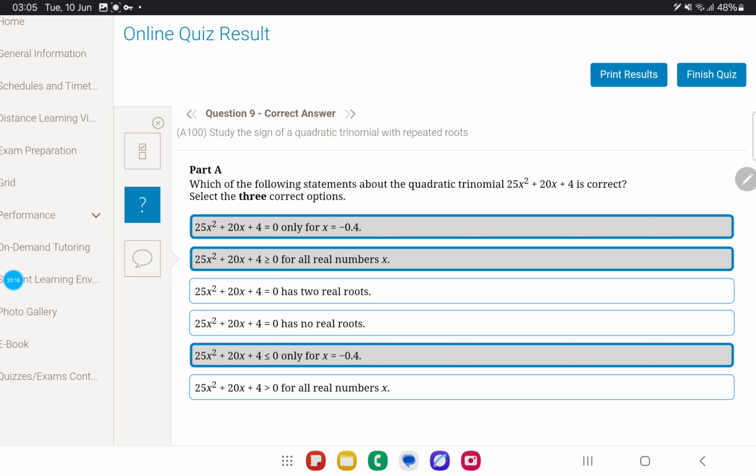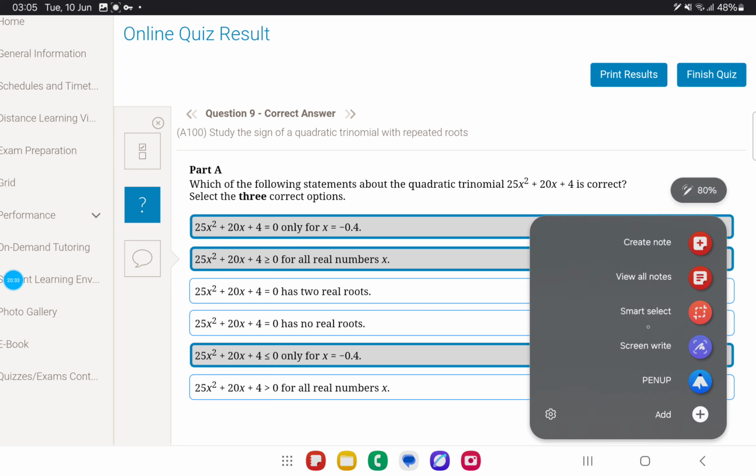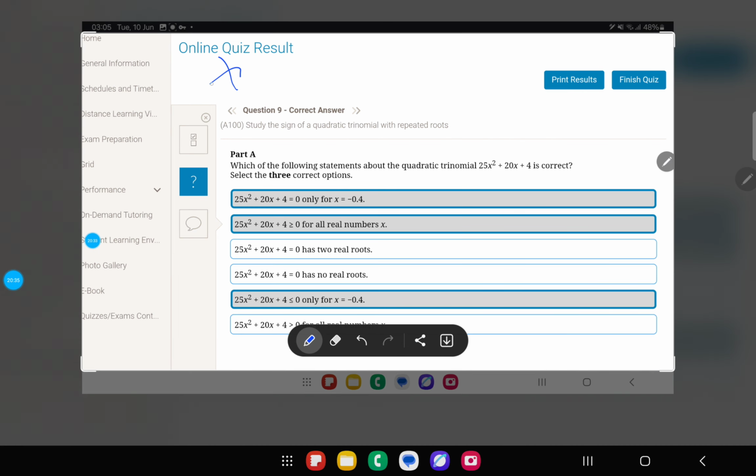Part A. Which of the following statements about the quadratic trinomial 25x squared plus 20x plus 4 is correct? Okay, do mod 5, 3, with 25, 20, and 4. You get only one root, which is x equals negative 0.4. That's the root we got. So let's look at the first one. Only for x equals negative 0.4, correct.